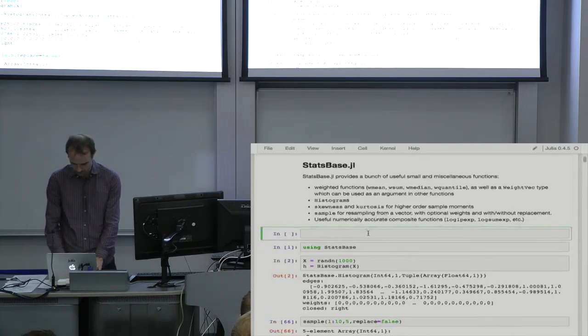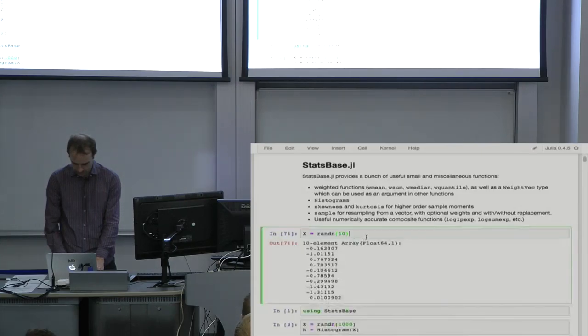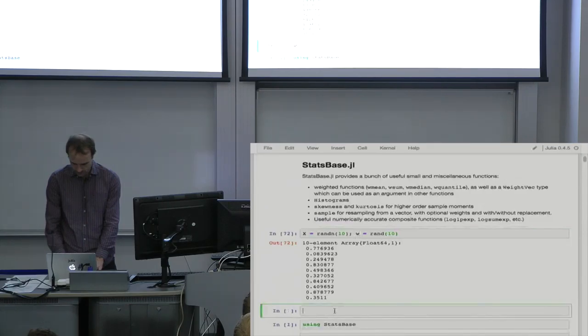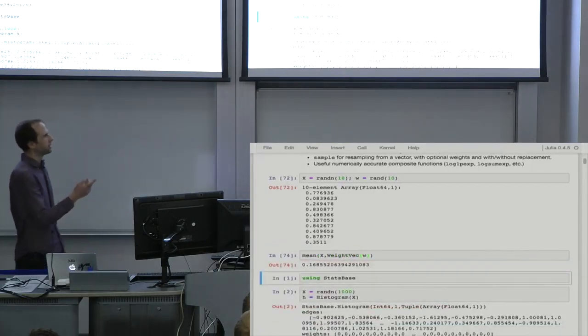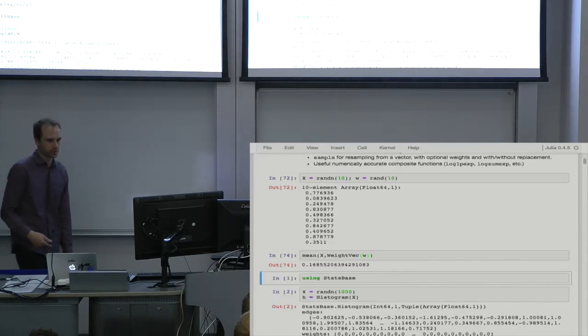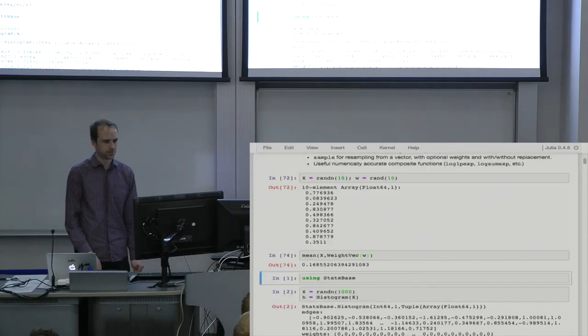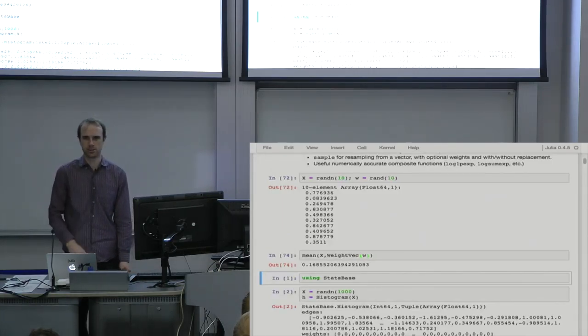something like x equals rand 10, and then we'll create some weights. So w equals rand 10 as well. And then there's wmean, which takes x and you pass weights. Whoop, oh there, see, it's there. Or you can use mean with weight vec w. It's kind of nice, because it's the thing JR was talking about, overloading generic functions. For mean, we just stick an extra argument on there. Mean is a function from base, but we just add this extra method to it, which lets you compute weighted means.